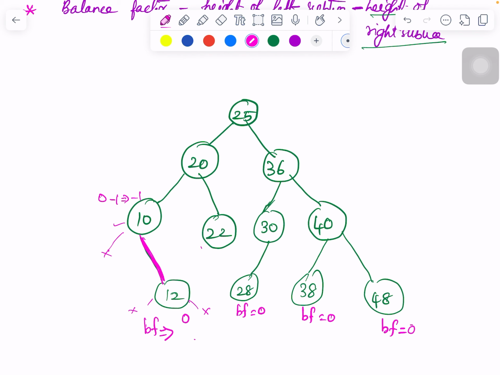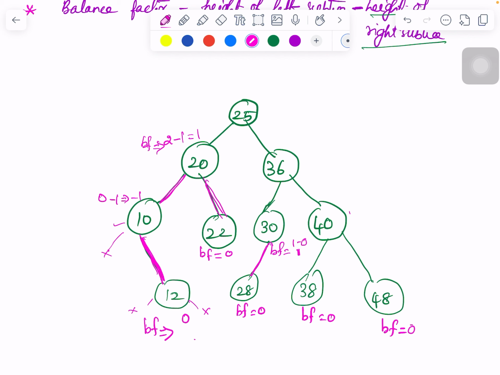For node 22, since it has no left and no right, the balancing factor is 0. Now for node 20, what is going to be the balancing factor? The height of the left subtree is 2. The height of the right subtree is only 1. So 2 minus 1 is going to be 1. Now for node 30, what is the balancing factor? It has only a left child, no right. So 1 minus 0 is equal to 1.